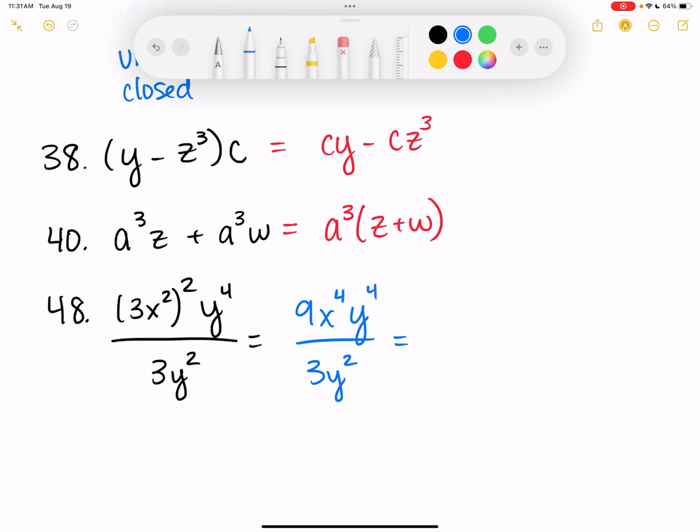So now I need to move my y squared to the top, and then I can reduce the 9 and the 3. So I have 3x to the 4th. When we move it, remember we change the sign of the exponent. So this would give us y squared up here.